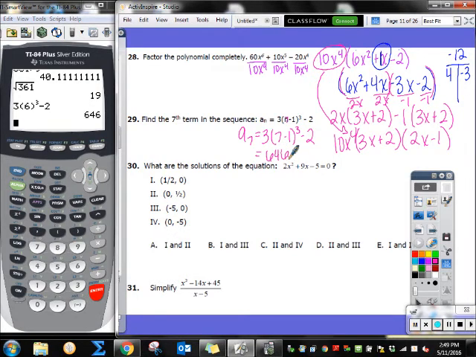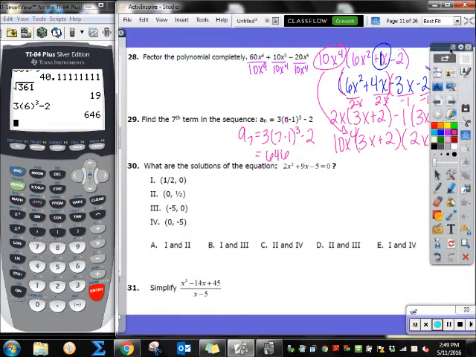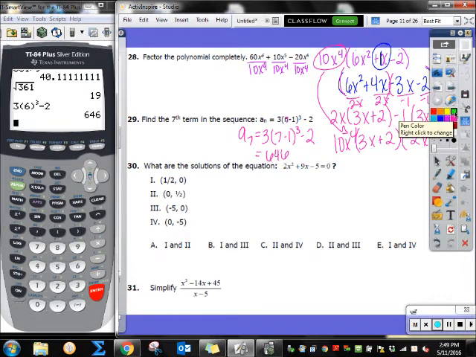For 30, what are the solutions to the equation given? And solutions, just as a reminder, several words mean solutions. Zeros, roots, x-intercepts. So keep that in mind, as that could be worded either way. But I think the key is that your x-intercepts are x comma 0.